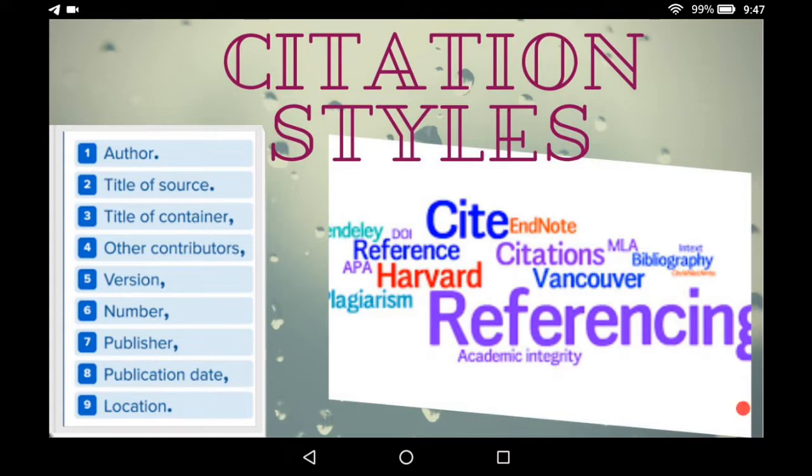Hello, my dear friends. I once again welcome you all in this new class, and in this class, we are going to talk about a topic which is not so much discussed as other topics related with literature. Friends, in this lesson, we will talk about citation styles.